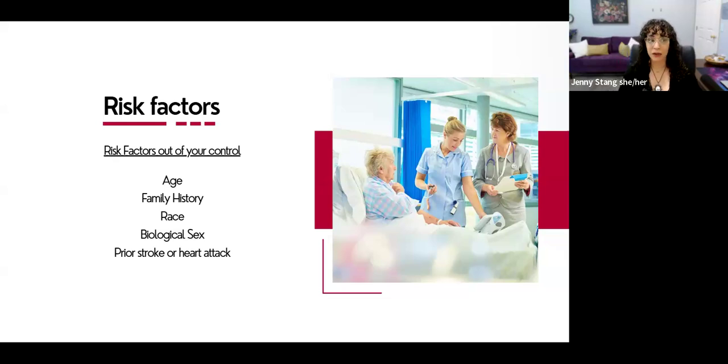Another one is biological sex, okay? So if you have a female body, you have more strokes than those who have male bodies, okay? Women tend to live longer than men and are older when they have a stroke, okay? Several factors can increase stroke risk for women, including pregnancy. If there's a history of preeclampsia or eclampsia, if there's a history of gestational diabetes, taking oral contraceptives, especially if you smoke while you take birth control, that can increase your risk of stroke.